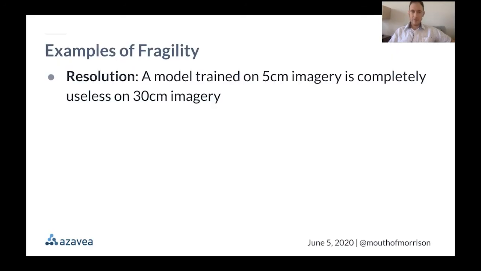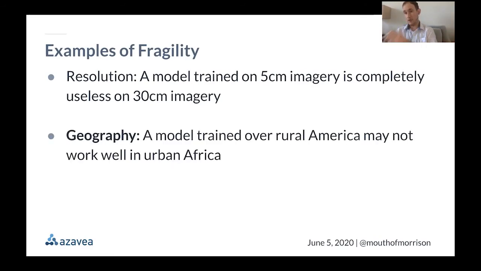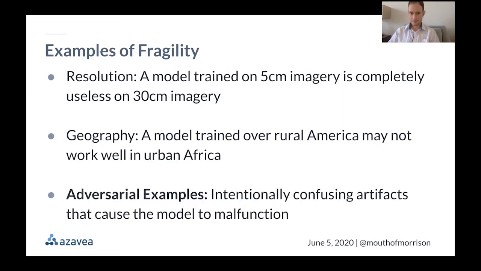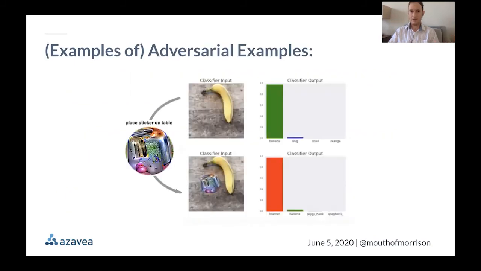I also want to talk a little bit about fragile accuracy. Models are accurate insofar as they're measured against some ground truth, but that ground truth is a biased subset of all the data that could be shown to that model. And so you need to think about what could break the model in production. If it's trained on 5 centimeter imagery, that means it's not going to be accurate at all on 30 centimeter imagery. If it's trained over New York City, that means it's not going to work very well over Jakarta, most likely. If it's shown adversarial examples, is that going to completely confuse it? And that's going to be a weakness of the model that you have to worry about.